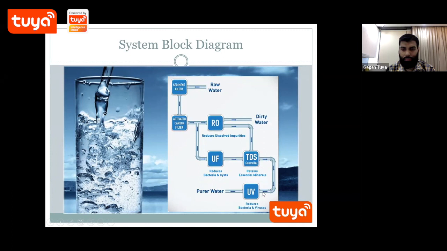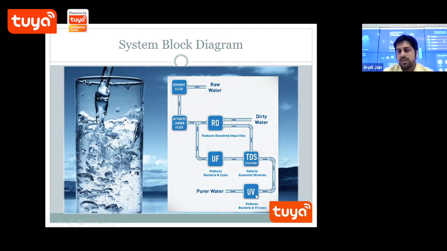So the output goes to the UV filter. Then here all the viruses and the bacteria will be removed at the final stage. Then you'll get the purest form of the water to drink.